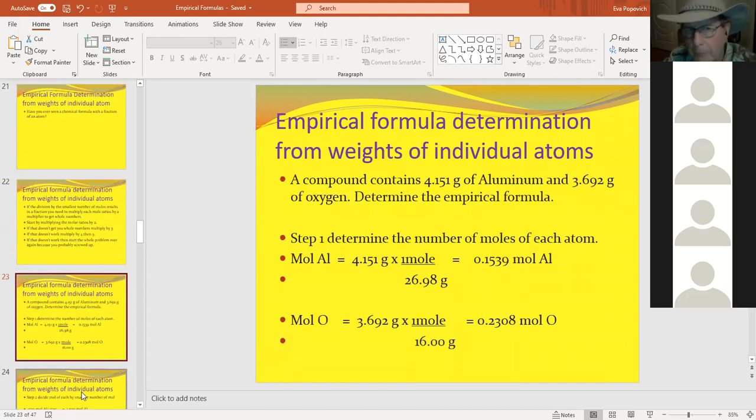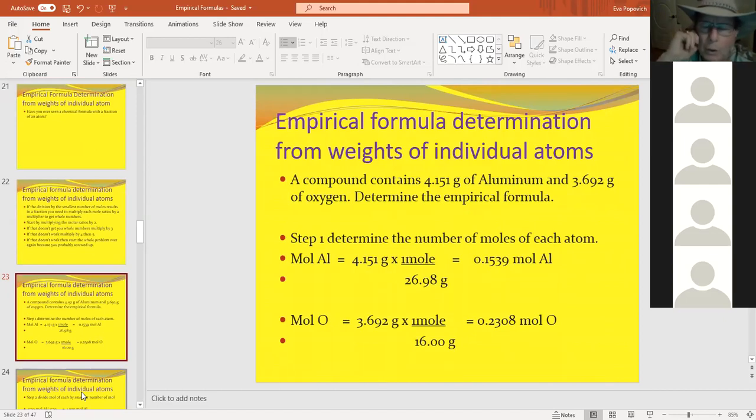All right. A compound had 4.151 grams of aluminum and 3.692 grams of oxygen. Determine the empirical formula. Step 1 has been given to us. We have the weights. Step 2, convert to moles. I divide the 4.151 by 26.98. This gives me 0.1539 moles of aluminum. I take my moles of oxygen, 3.692.